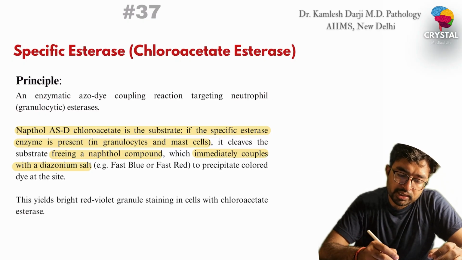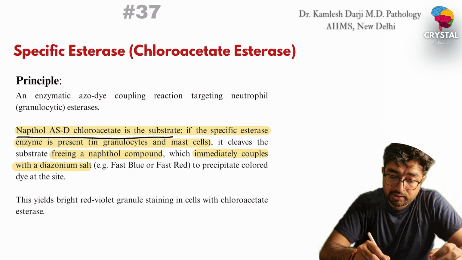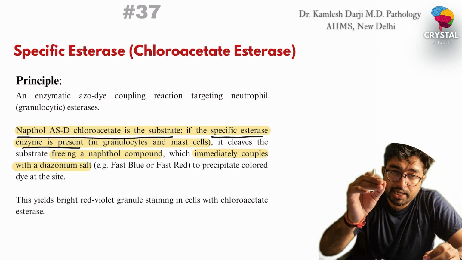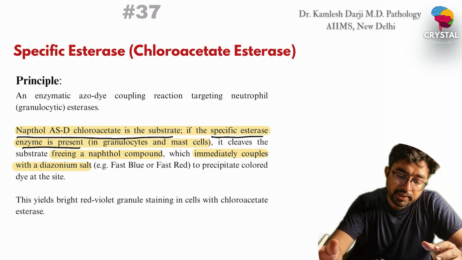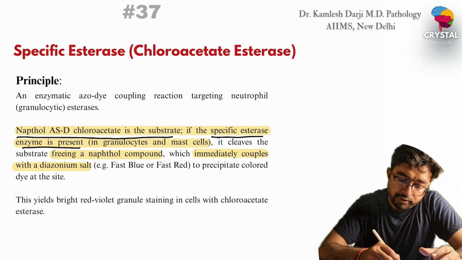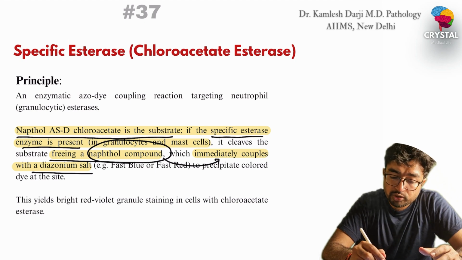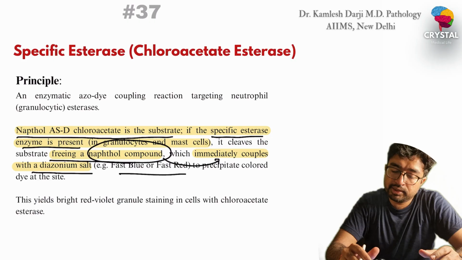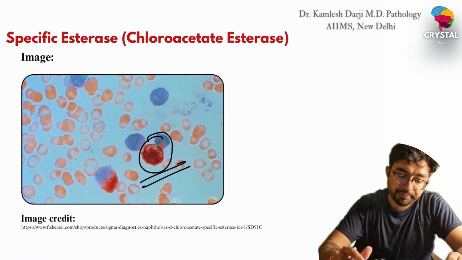Next one is the specific esterase, chloroacetate esterase stain. Here the substrate is naphthol AS-D chloroacetate. If a specific esterase enzyme is present, like in granulocytes and mast cells, it cleaves the substrate, freeing a naphthol compound, which immediately couples with the diazonium salt, which is fast blue or fast red, to precipitate a colored dye at the site. So you will see red granulation.